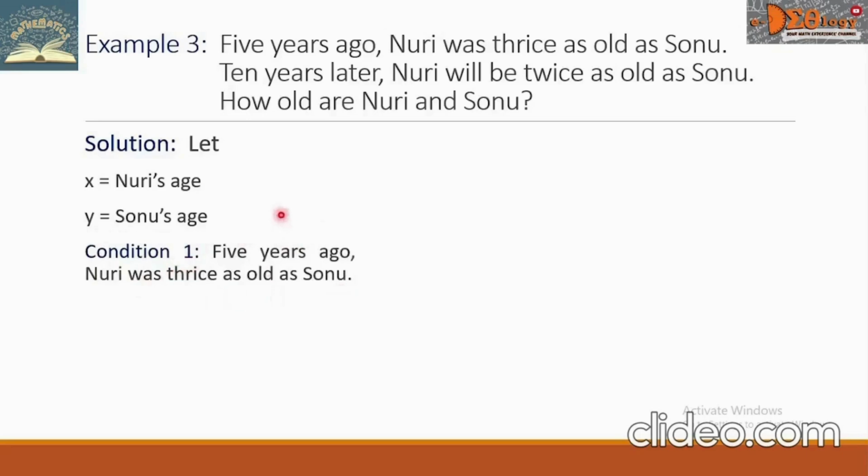Let us represent the 5 years ago with respect to the age. So for Nuri, that is x minus 5. For Sonu, that is y minus 5. And it says, Nuri was thrice as old as Sonu. So to balance this, we will multiply 3 to Sonu's age. Then let us simplify the right side. 3 times y is 3y. 3 times negative 5 is negative 15.